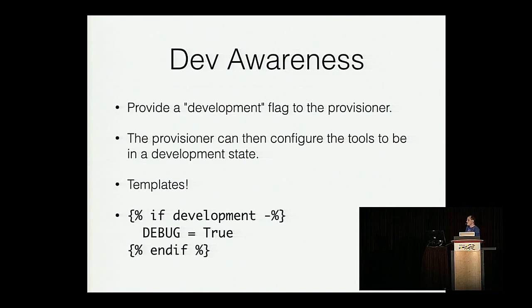For development awareness, the easiest way that I found is to provide a development flag to your provisioner. And then it's really easy in your provisioner, when you're configuring your tools, to say, I need to configure this tool to be in a development state. The example I used is just something that looks like it comes out of a Django settings file. It says, hey, if I'm in development, then I want to set debug to true.